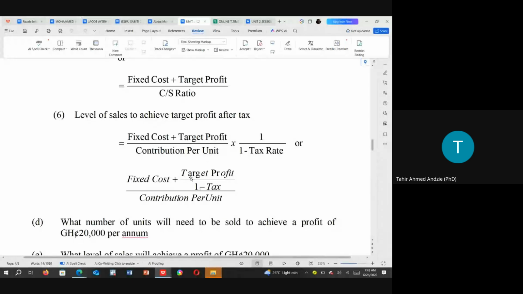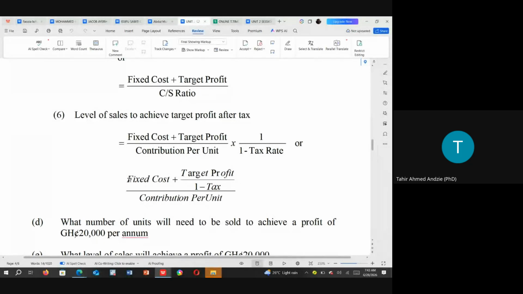So when you come down here, forget about the first formula here. Always use the second formula here, where fixed cost plus the target profit divided by 1 minus the tax rate will be divided by the contribution per unit. That will be the quantity that you sell to be able to achieve a given target profit after tax.